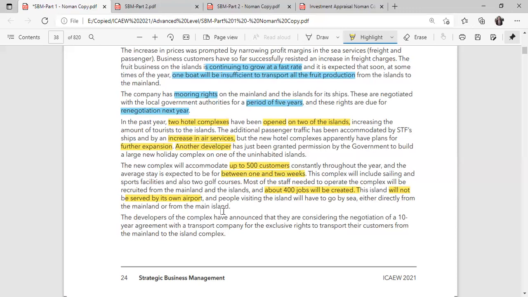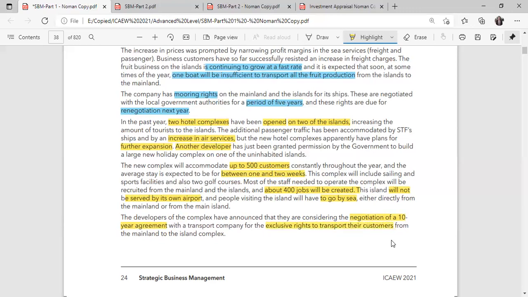One way or the other, you have an option to go through the sea. The developers of the complex have announced that they are considering negotiating a 10-year agreement with the transport company for the exclusive rights to transport their customers from the mainland to the island complex. Again, that is something good for you.